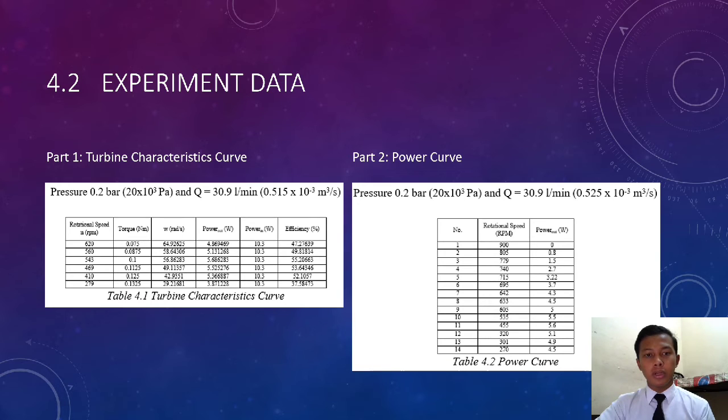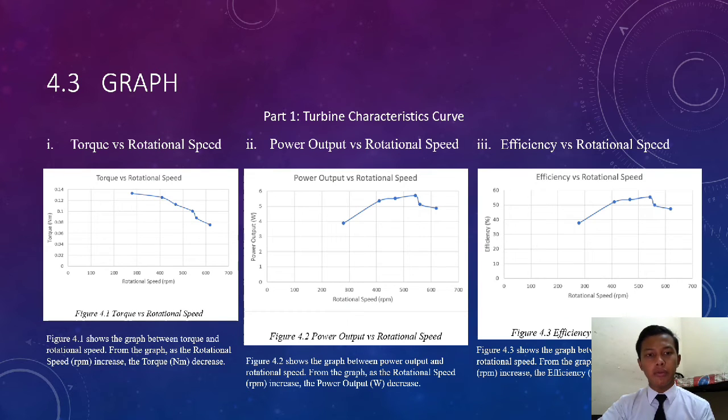So we go to the experiment data. Here we can see the data of part 1, which is the turbine characteristic curve, and the data of part 2, which is the power curve. From the data here, we make it into graphs. Then for the graphs, we go to part 1 first, which is the turbine characteristic curve.